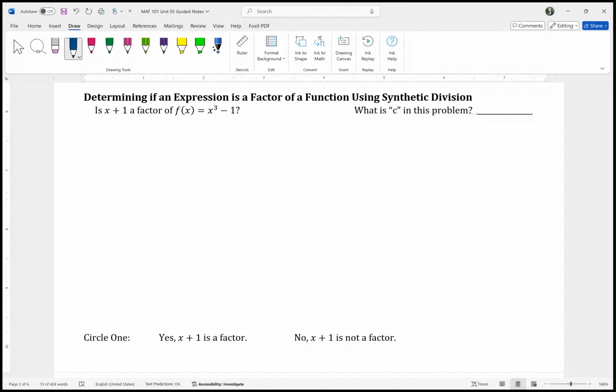I think it's helpful to turn this into a division problem since we're using synthetic division. Again, our function is going to represent our dividend here, so this is going to be x cubed minus 1, and then we're dividing by x plus 1. If it's asking, is this a factor, what that means is that it's dividing into this function evenly.